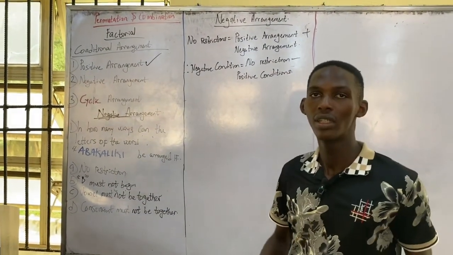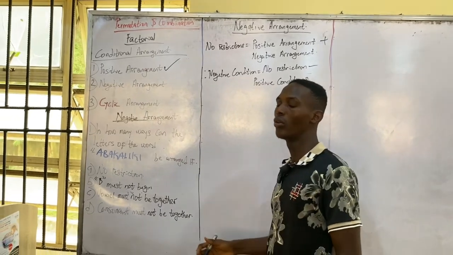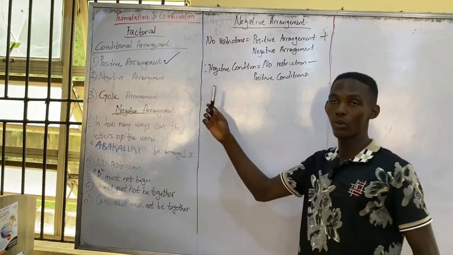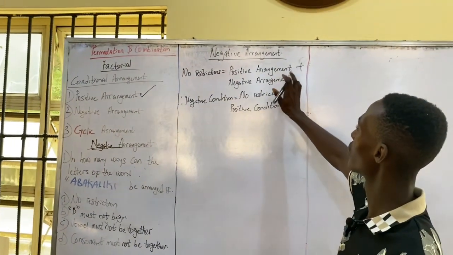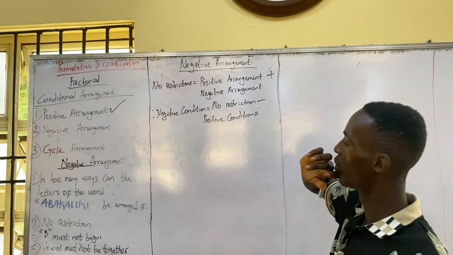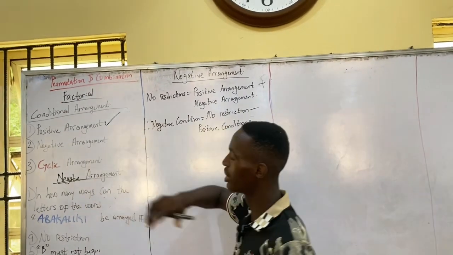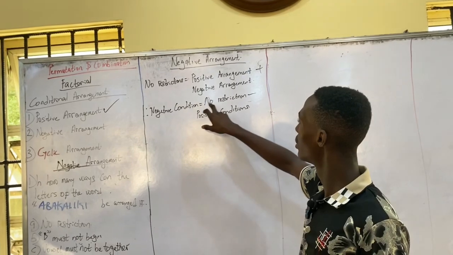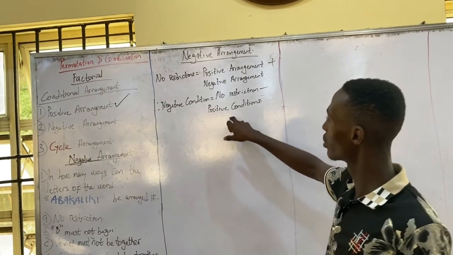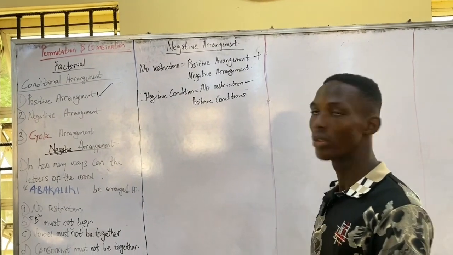a negative arrangement. I also want you to know that when you are solving a question of factorial, no restrictions is equal to positive arrangement plus negative arrangement. But now we are dealing with negative arrangements or negative conditions. It means that no restriction minus positive condition. Are you with me?